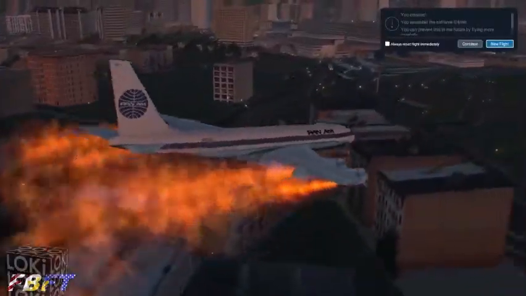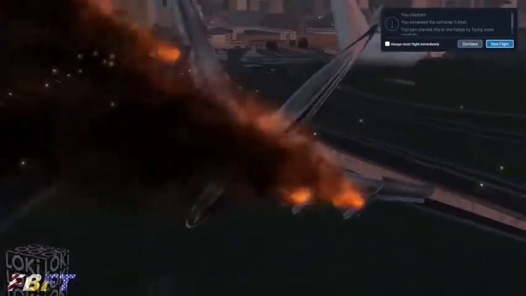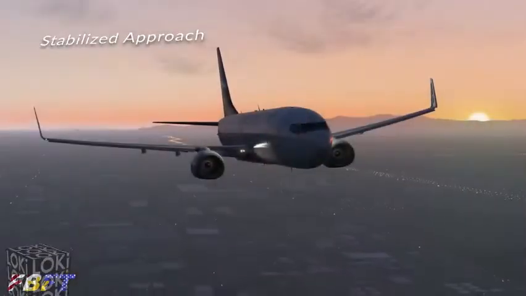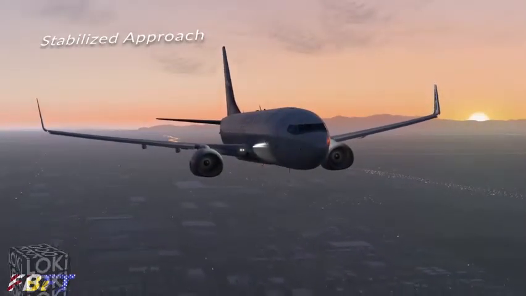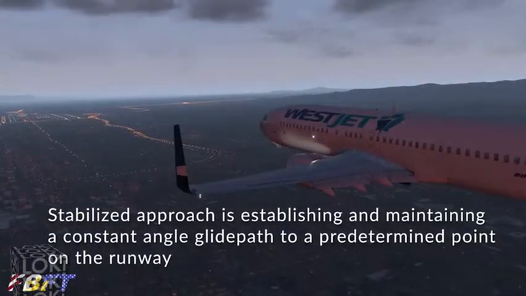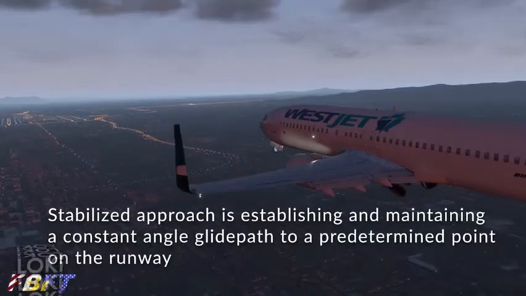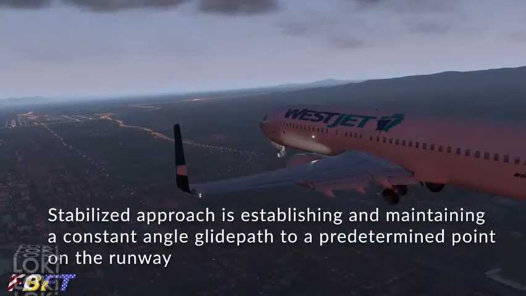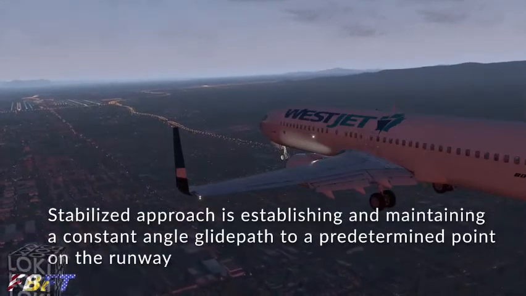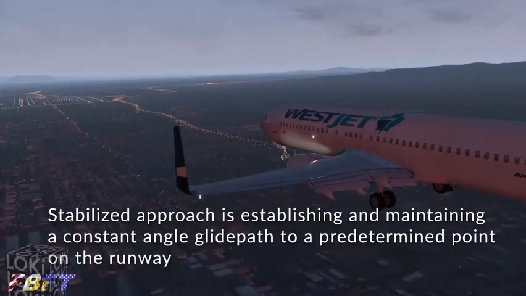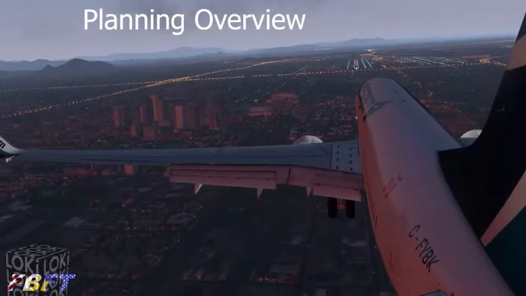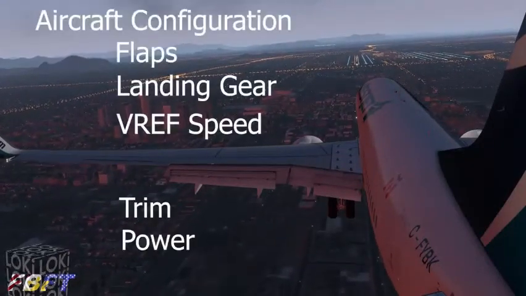But this can all be avoided by performing a stabilized approach, at which point the landing is probably going to be just about perfect. So what is the stabilized approach? It is when you establish and maintain a constant glide path towards a predetermined point on the runway. Now we're going to break this down in detail, but for now let's go over the information we're going to need to know before we can even attempt to make a stabilized approach.